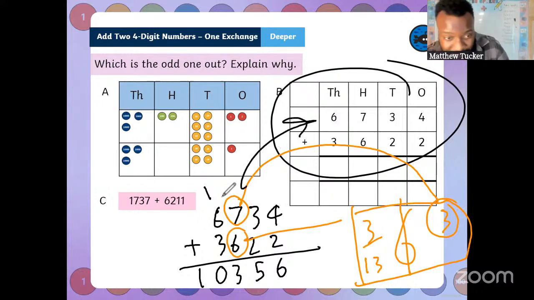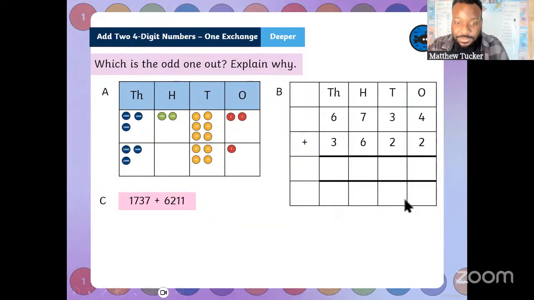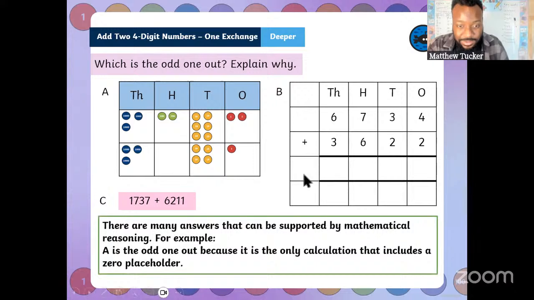Okay, someone's done the one on the left. Maybe so. Right, I'm going to go through. 10,356. Big number. Okay, I'm going to clear this and let's click through. All right, many answers can be supported by mathematical reasoning.